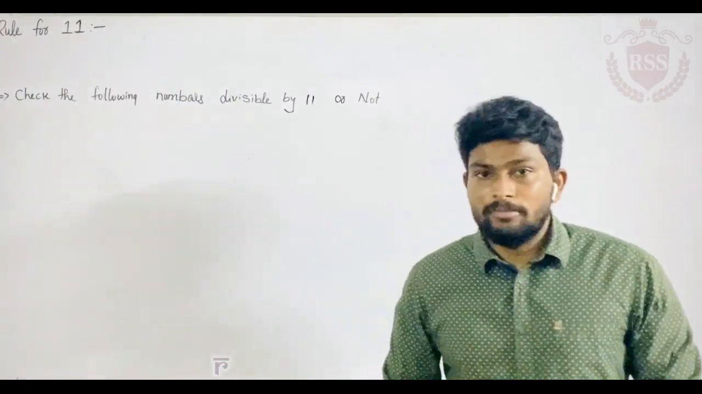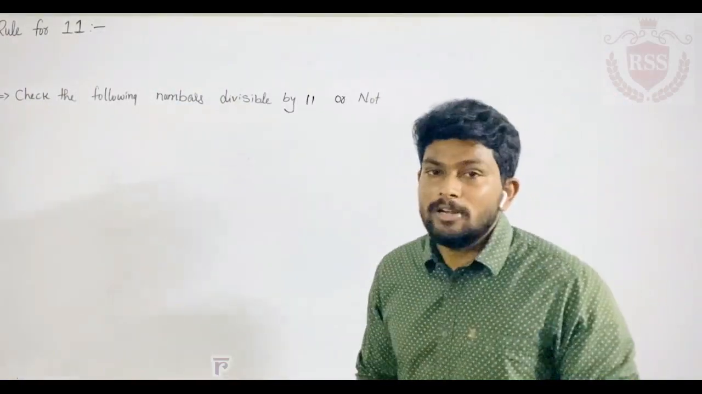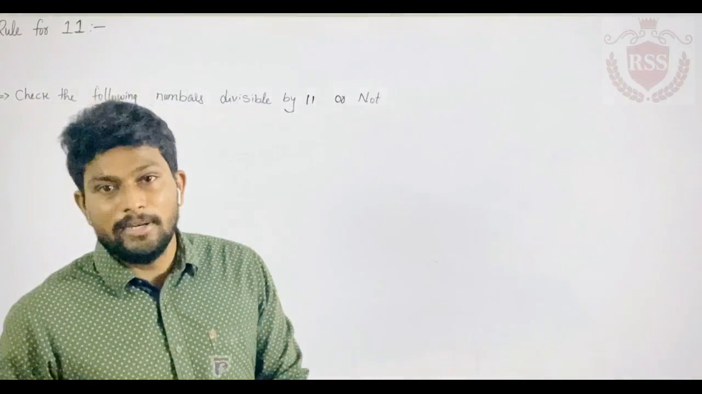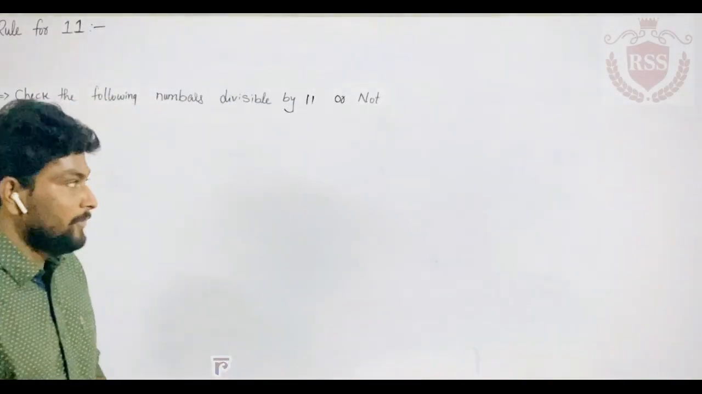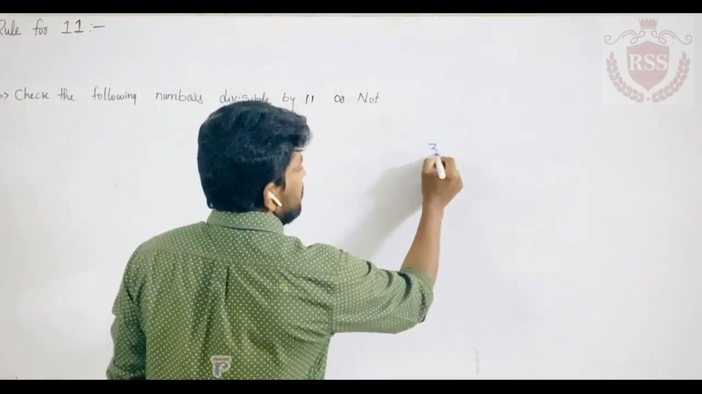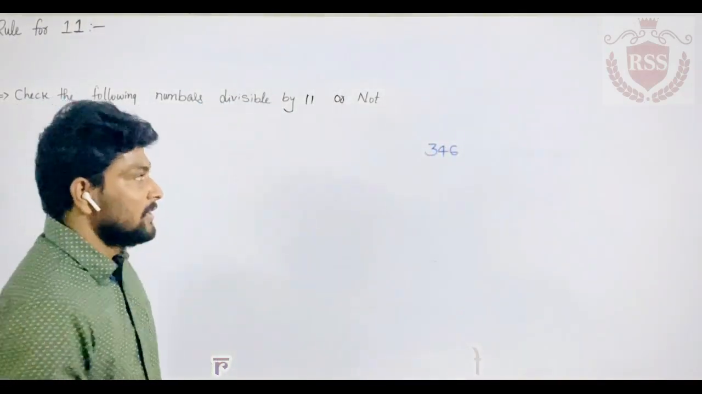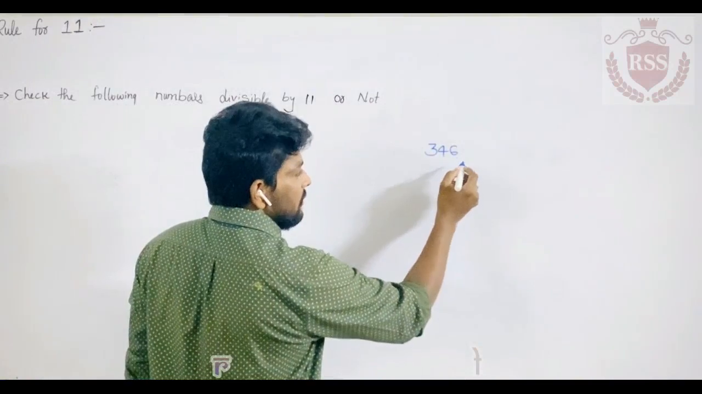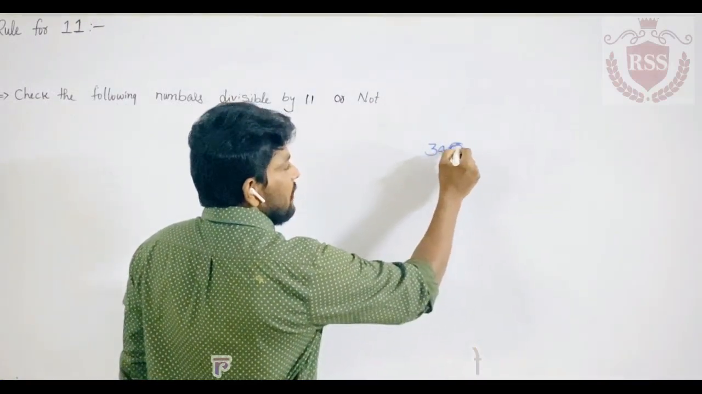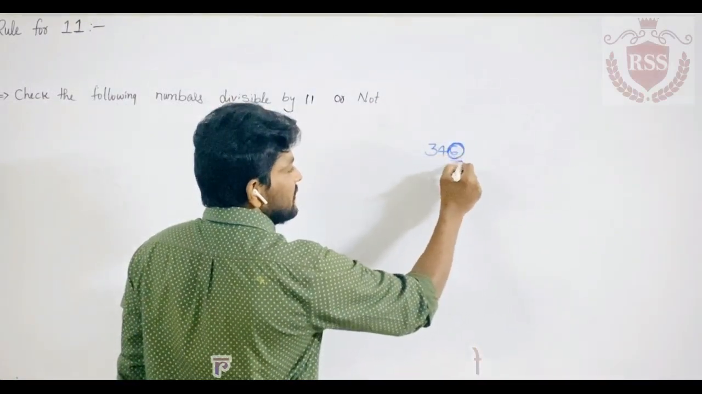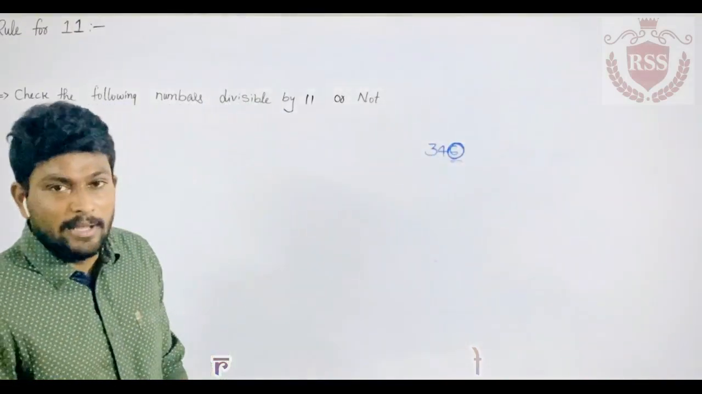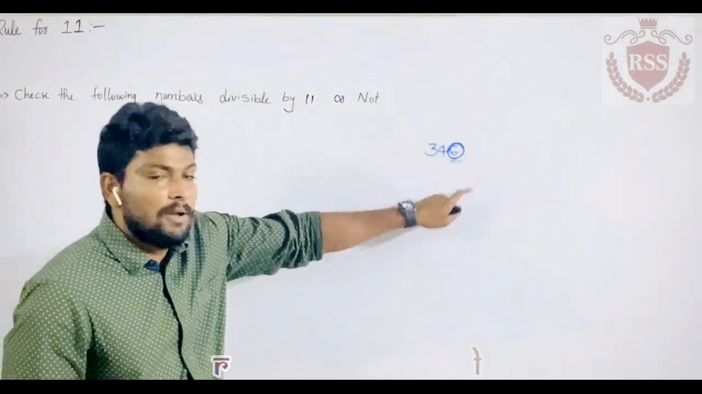How do we confirm that a given number is an even number or not? By looking at its units place. For example, we have a number like 346. Is this number an even number or odd number? 346 is an even number. How do we confirm that? By looking at the ones place. In the ones place we have 6. 6 is an even number, so 346 is an even number.